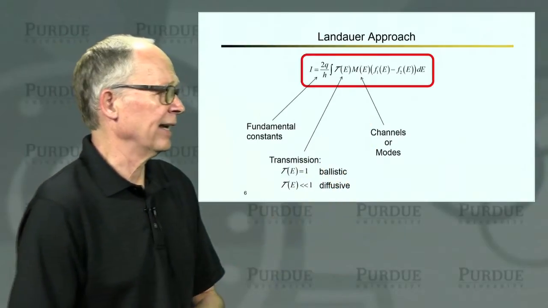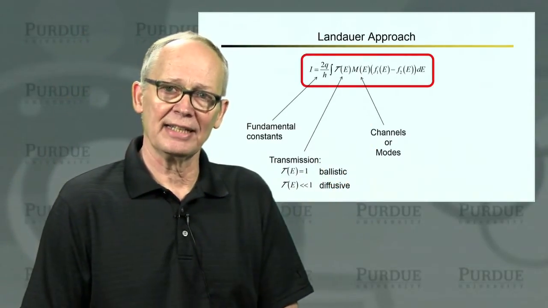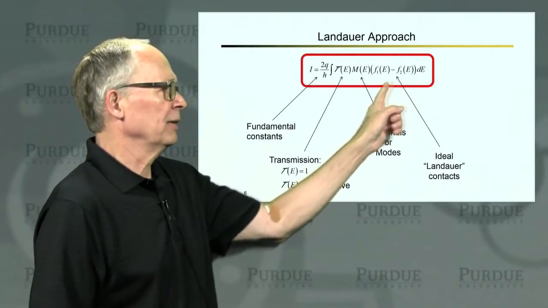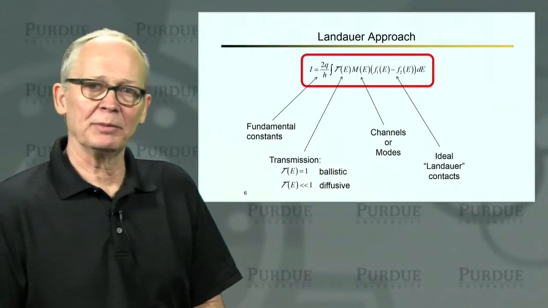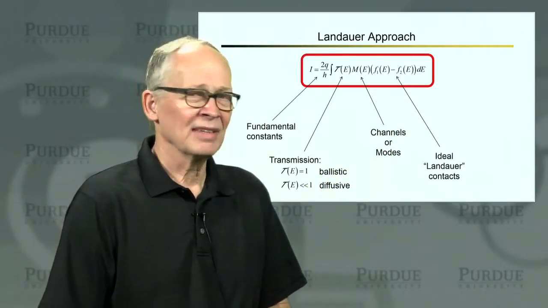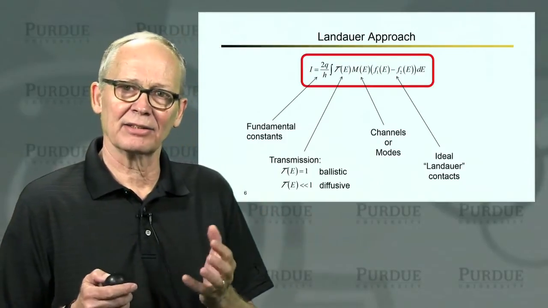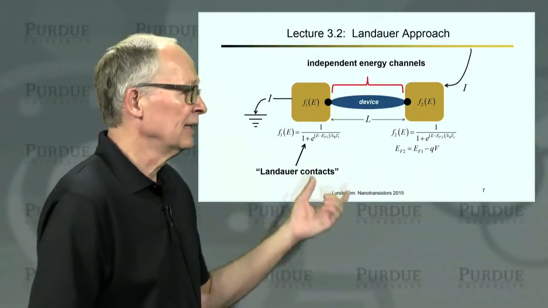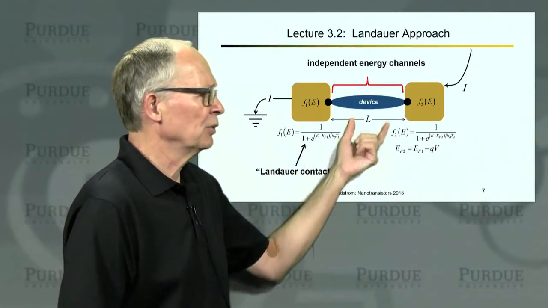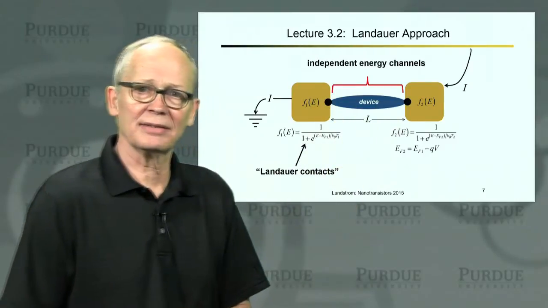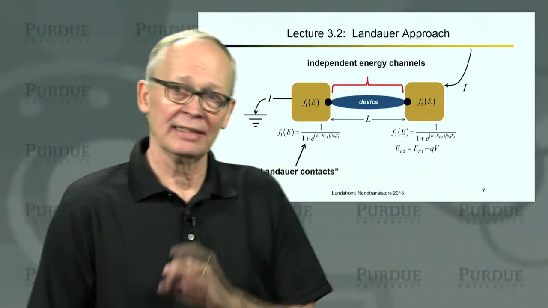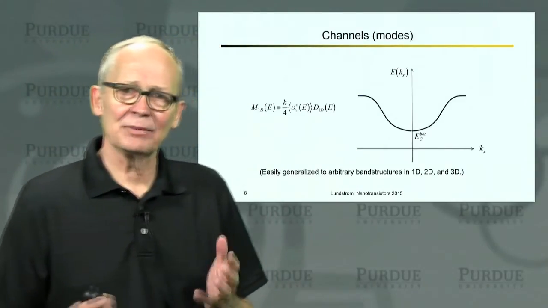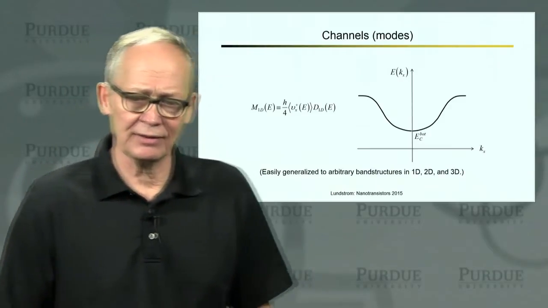We also have this quantity M, the number of channels at energy E, which plays an important role in our thinking. And what's critically important is that current flows only when the Fermi functions of the two contacts are different. And our two contacts have these ideal characteristics of what we call Landauer contacts. They maintain thermodynamic equilibrium. So we're assuming these special contacts. We're also assuming that electrons travel across the device in independent energy channels, and then we simply add the contributions from each energy channel. This concept of modes is an important one that we wanted to get familiar with.